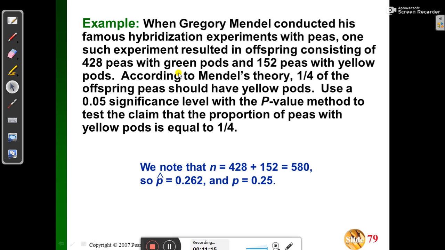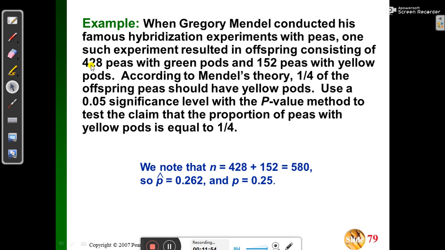Again, another example. When Gregory Mendel conducted his famous hybridization experiments with peas, one such experiment resulted in offspring consisting of 428 peas with green pods and 152 peas with yellow pods. According to Mendel's theory, 1/4 of the offspring peas should have yellow pods. Use a 0.05 significance level with the p-value method to test the claim that the proportion of peas with yellow pods is equal to 1/4.